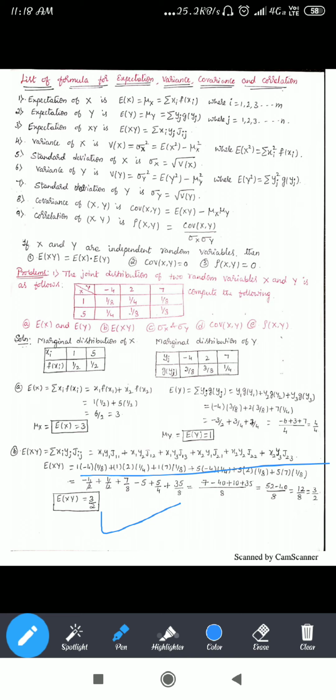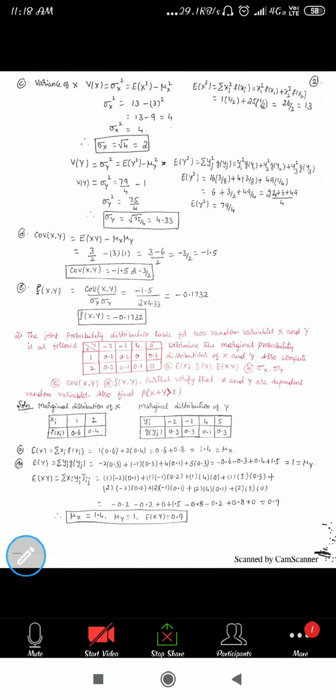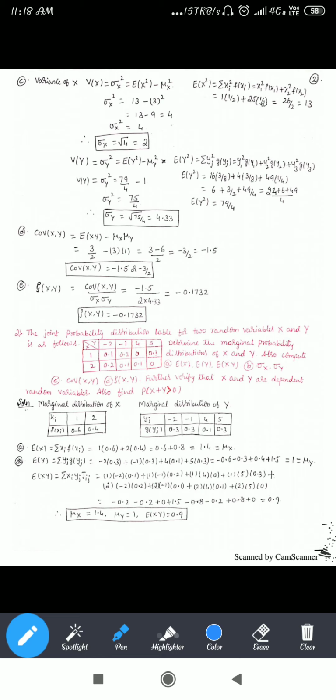Simplification part it is. Next, sigma x and sigma y, that is standard deviation of x and standard deviation of y. So how to find standard deviation of x and y? It is about the variance. If you find the variance, after finding the variance, if you take the square root, that is the standard deviation of x. So the formula is E of x square minus mu x square. Okay, we know mu x. Mu x is nothing but E of x only. That is 3. Okay, 3 square.